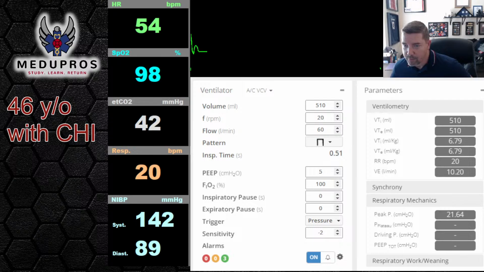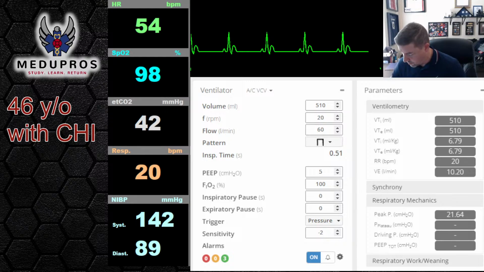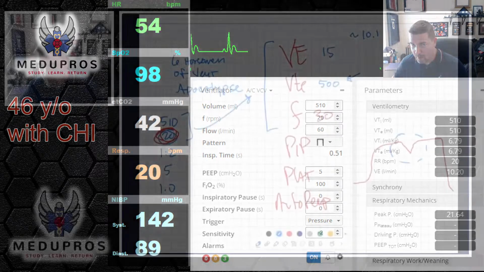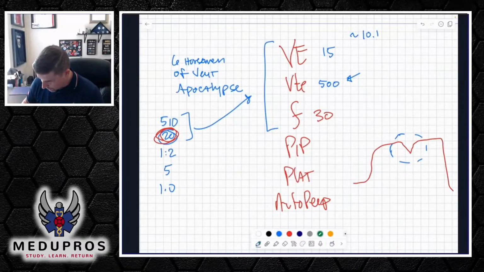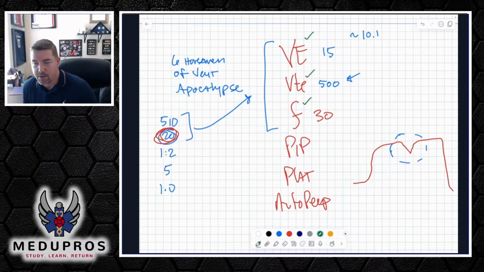PEEP is still 5. FiO2 is 100. And let's see. And we haven't changed the I:E of 1 to 2. Okay. So then this looks good. And look here. Boom. Now we're back to our VE target of 10 to 20. All right. So now what we've done is we've come in here and we've made sure that the VE matched what we wanted, because we made sure that the VTE and the frequency are right. So now we made sure that those match.